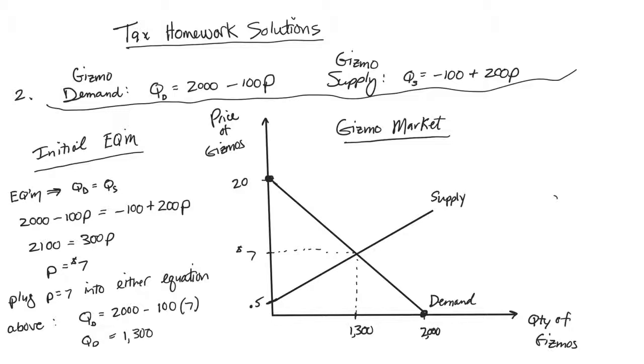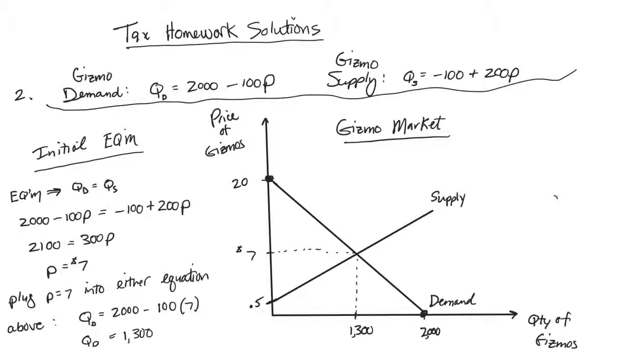This is a linear equation, so we simply connect these 2 points to get our demand curve. With the supply curve, we can find the y-intercept in the same fashion, and it turns out to be 0.5. And we don't need to find the x-intercept, but that is going to fall over in this region over here, so we just know that it's going to be upward sloping and look something like what I've shown here.